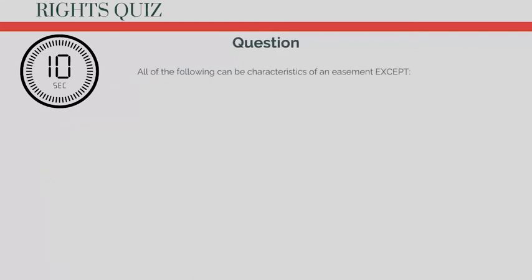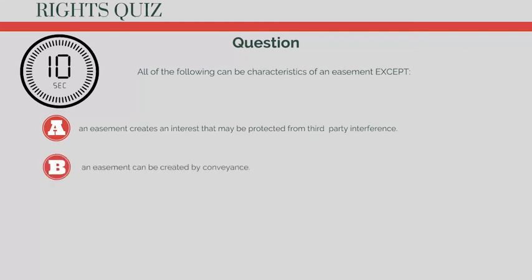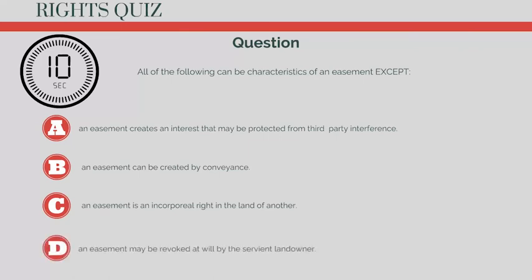All of the following can be characteristics of an easement except: A. An easement creates an interest that may be protected from third-party interference. B. An easement can be created by conveyance. C. An easement is an incorporeal right to the land of another. Or D. An easement may be revoked at will by the servient landowner. D. An easement may be revoked at will by the servient landowner.